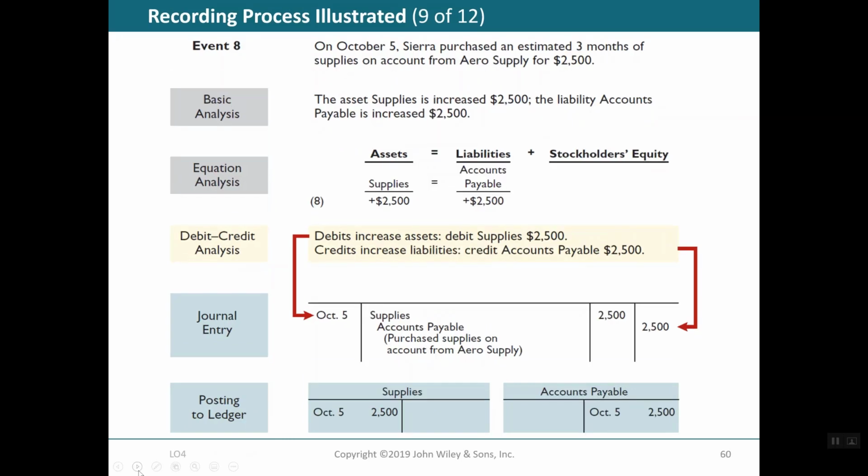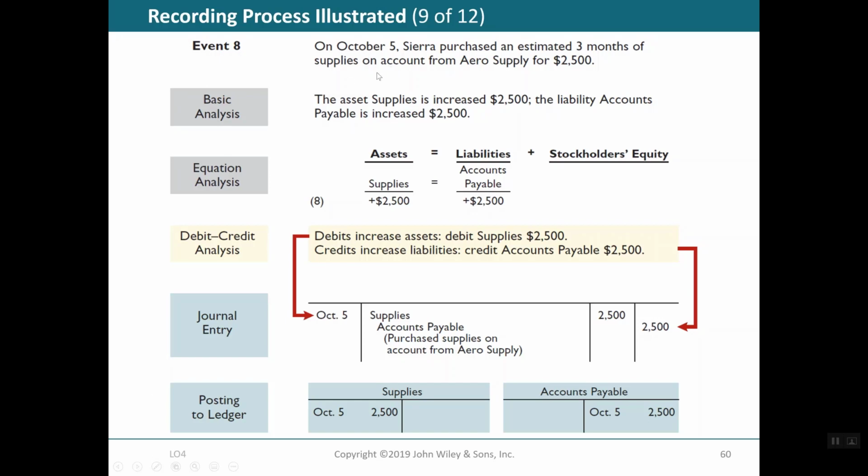So example or event 8. On October 5, Sierra purchased an estimated 3 months of supplies on account from Aero Supplies for 2,500. The asset supply is increased 2,500. The liability accounts payable is increased by 2,500. So since we bought supplies, which are an increase in assets, it is a debit. An increase in liability is a credit entry.